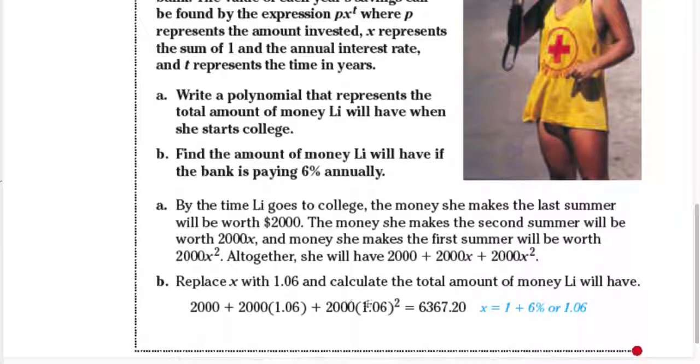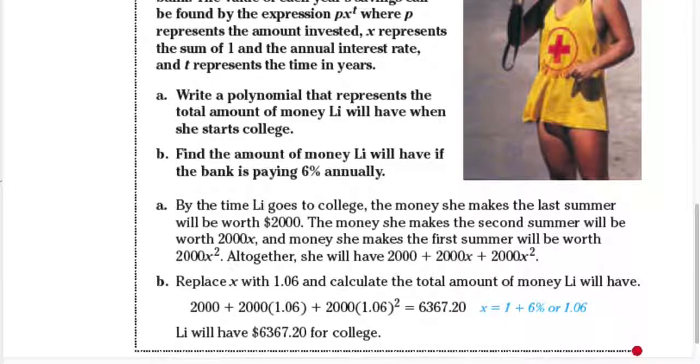So at the end, Lee would have earned $6,367.20. Okay, so she will have that much for college.